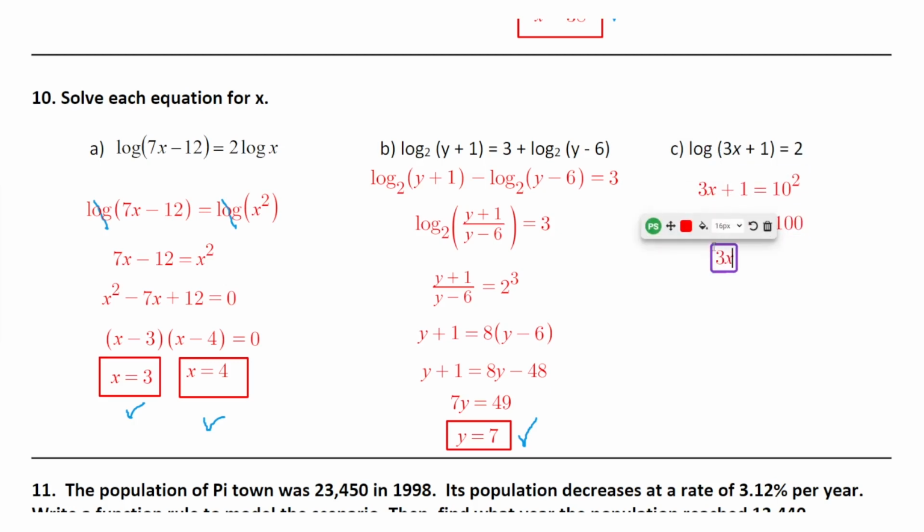Subtracting 1 from either side is going to result in 3x equals 99. When I divide both sides by 3, I get x equals 33. A quick domain check here, 3 times 33, that's going to be positive, so this checks out.